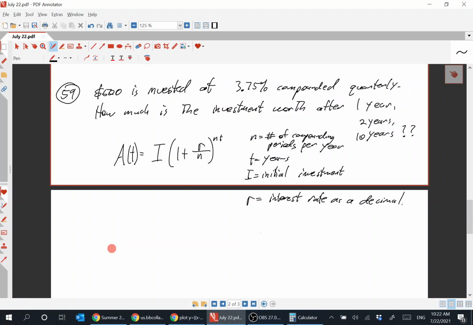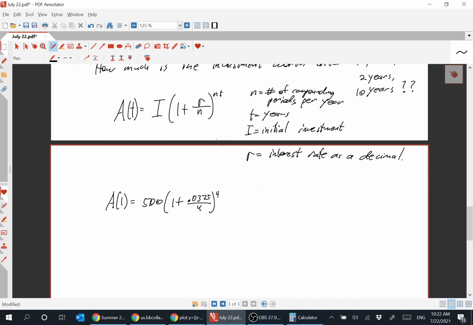Okay, so in this situation, the amount that it's worth after 1 year is $500 times 1 plus 0.0375 over 4, to the fourth. After 2 years, 500 times 1 plus 0.0375 over 4, to the eighth. And A of 10 is 500 times 1 plus 0.0375 over 4, to the 40th.